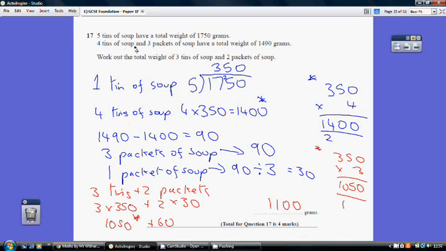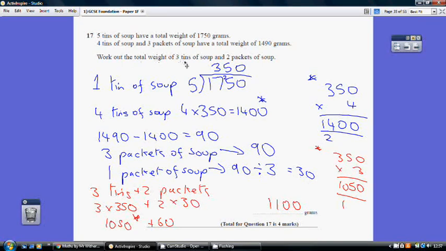Now we're told that 4 tins of soup and 3 packets of soup have a total weight of 1490, but we've just worked out that 4 tins of soup weigh 1400, so the 3 packets of soup must weigh the other remaining 90. So 3 packets of soup weigh 90, so 1 packet of soup must weigh 90 divided by 3, which is 30. So we now know the weight of them individually.